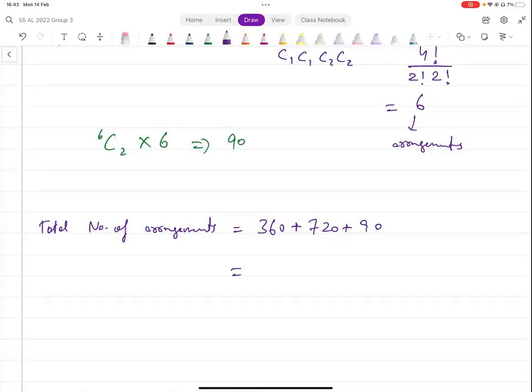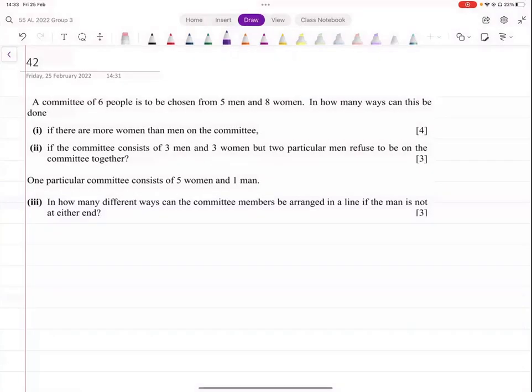Because we had cases where we could have all four different colors, all three different colors, or two different colors. These were the only three cases that you had. And you add all of them up, and you can see what you get from this. 720 plus 360 is 1080. 1080 plus 90. That should be 1170. Can somebody confirm this? Yes, sir.